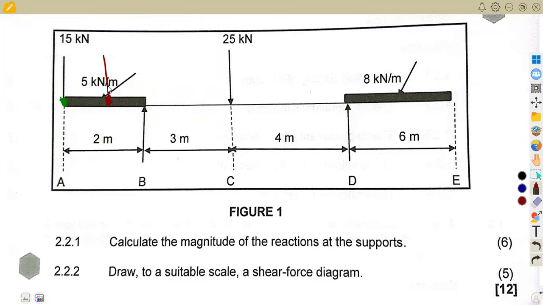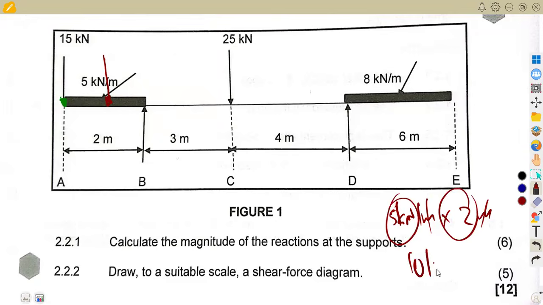so that we cancel per meter. The meter and the meter cancel, and we are going to have 10 kilonewton as a point load. So you just take this as a point load of 10 kilonewton. If you divide 2 meters by 2, because the distance is divided into 2, this will be 1 meter this side and 1 meter this side. This side is fine.